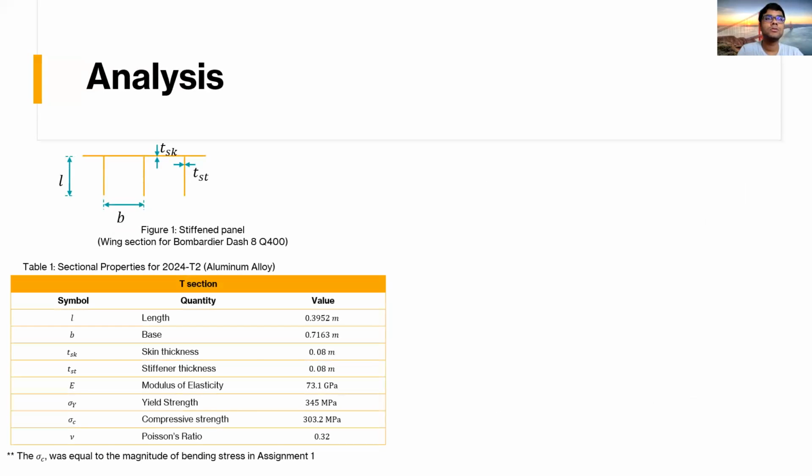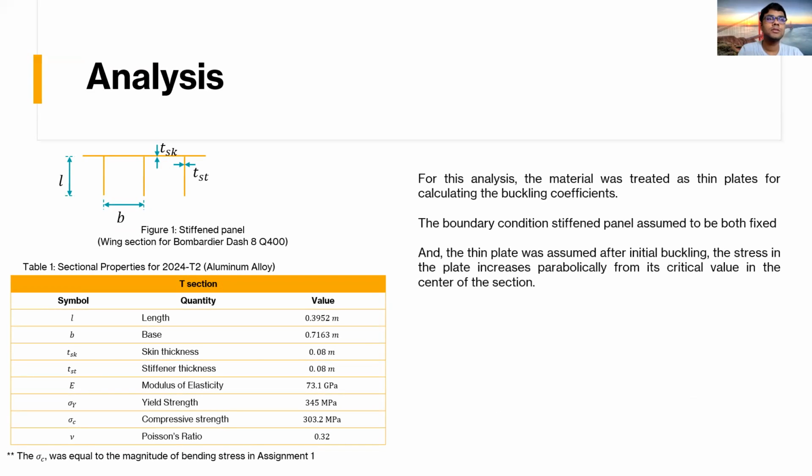So now we're moving on to analysis. As can be seen, figure 1 shows the stiffened panel wing section for the Bombardier Dash 8-400. For this analysis, the material was treated as thin plates for the calculation of buckling coefficients. The boundary condition of the stiffened panel was assumed to be both fixed, and the thin plate was assumed to be after initial buckling. The stress in the plate increases parabolically from its critical value in the center of the section.